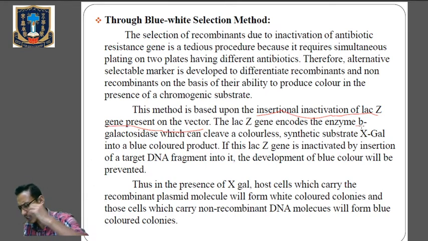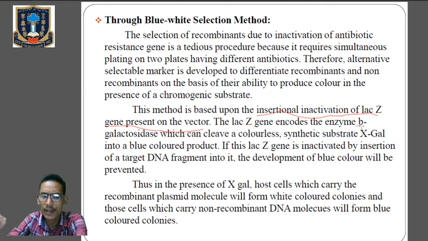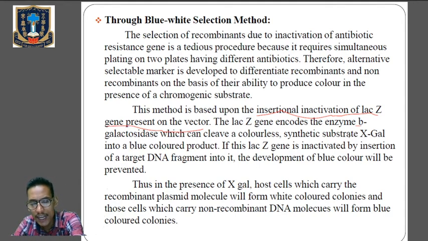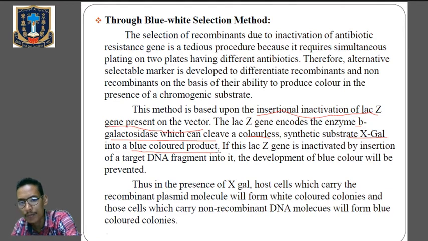Keep in your mind, the lacZ gene will encode the enzyme beta-galactosidase, and this beta-galactosidase will cleave the colorless substrate called X-gal. When this enzyme beta-galactosidase cleaves the substrate X-gal, it will give a blue colored product. Clear? So the lacZ gene encodes beta-galactosidase, which cleaves the colorless synthetic substrate X-gal, and it will produce a blue colored colony, only when the lacZ gene is functional.